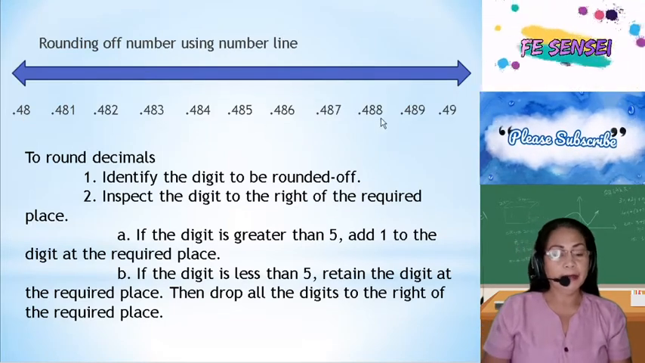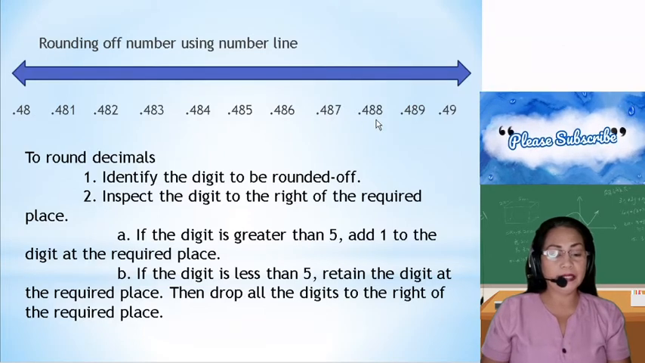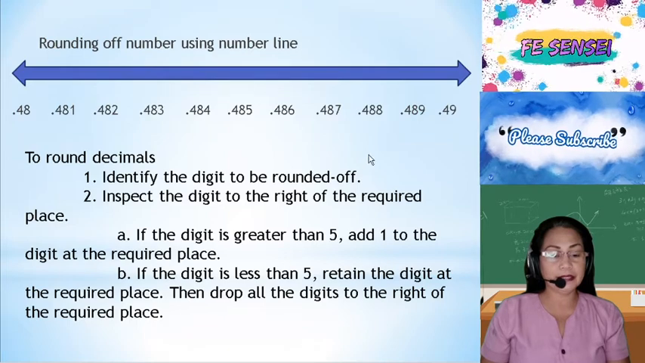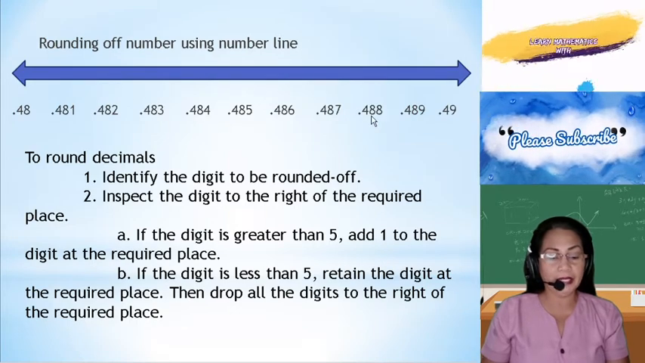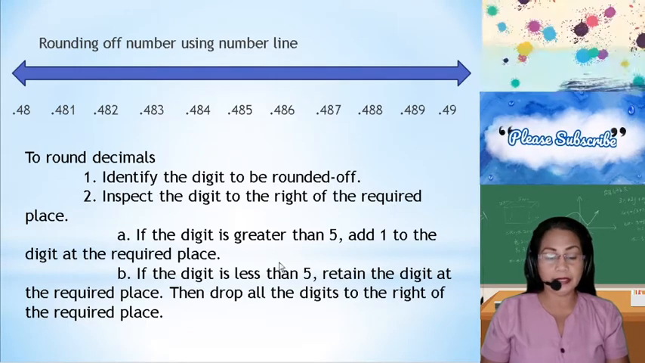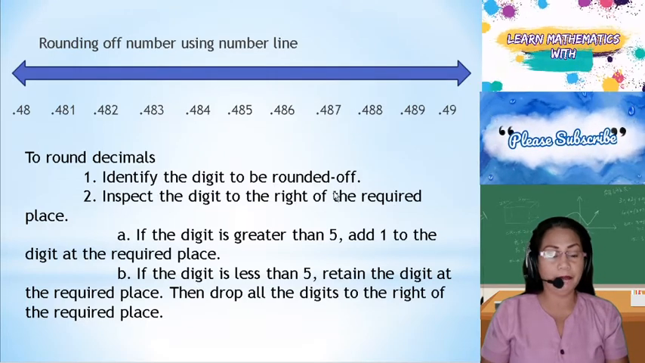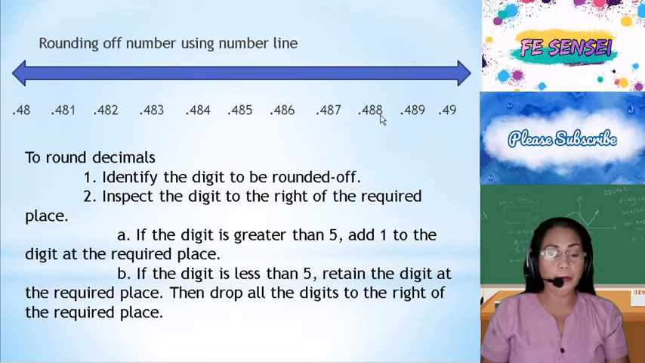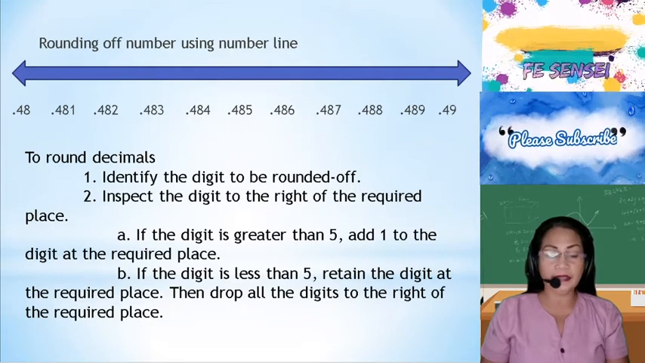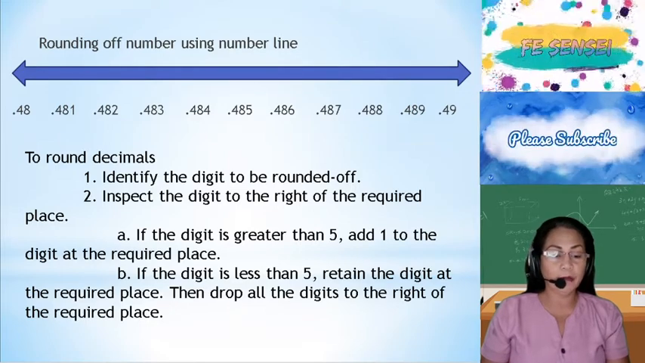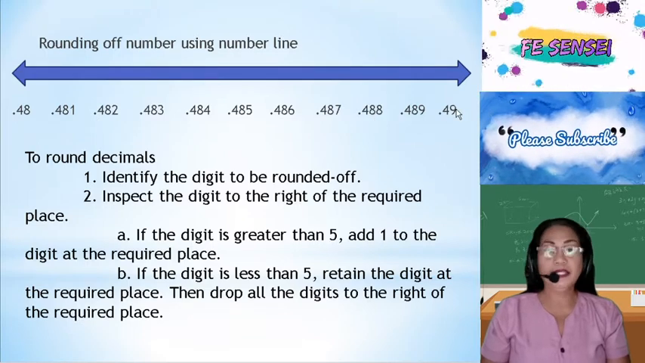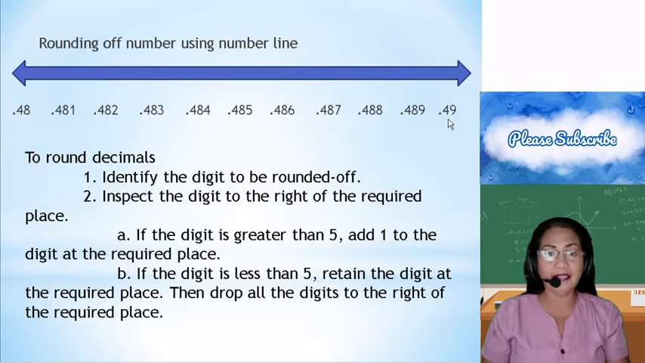Another example, 488 thousandths. The number to be rounded is in the hundredths place, it's 8, and the number to the right is 8. Therefore, it's letter A, greater than 5. So it's round up. Add 1 to the digit at the required place. So 8 plus 1 equals 9. So the answer is 49 hundredths.